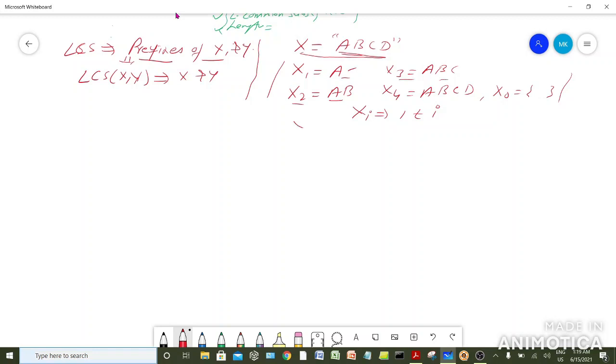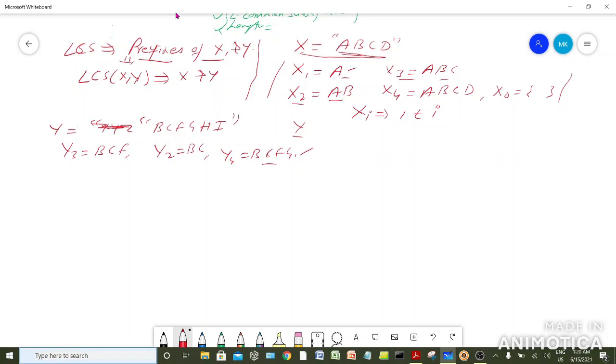In the same way we can generate the prefixes of Y also. Let us suppose Y was equal to B, C, F, G, H, I. Then Y3 will be equal to B, C, F, Y2 will be equal to B, C, and Y4 will be equal to B, C, F and G. So I hope the prefix notation is clear to you.